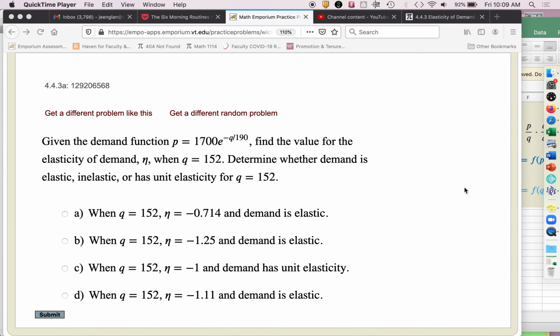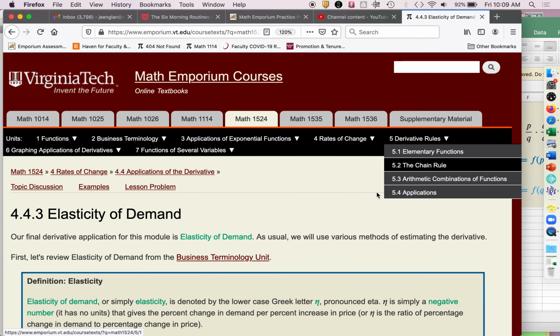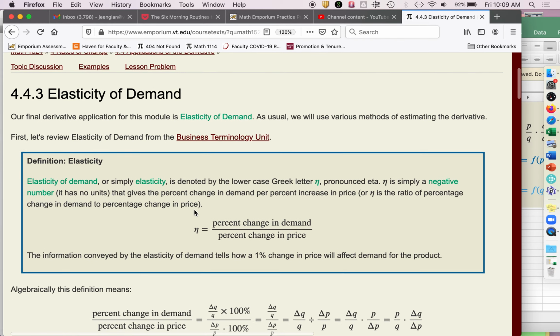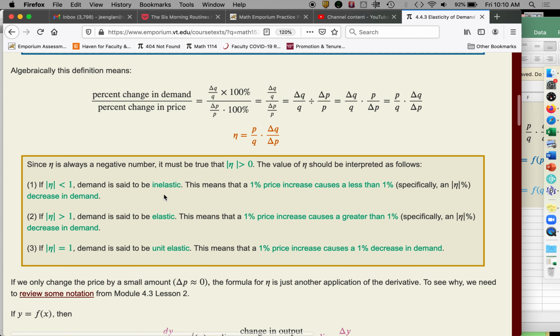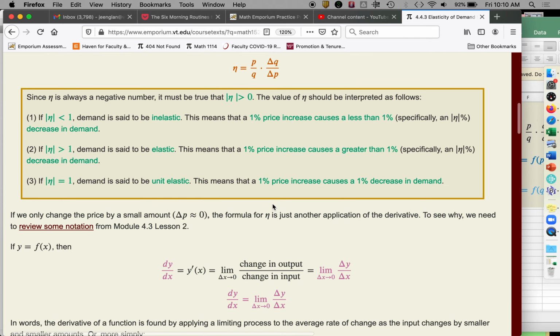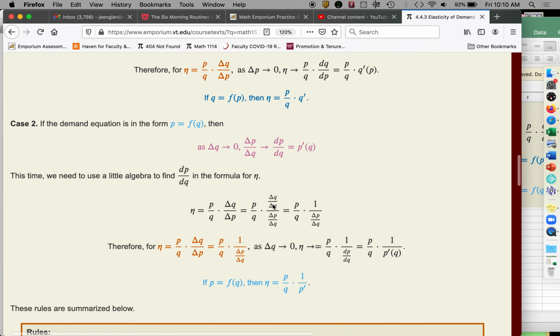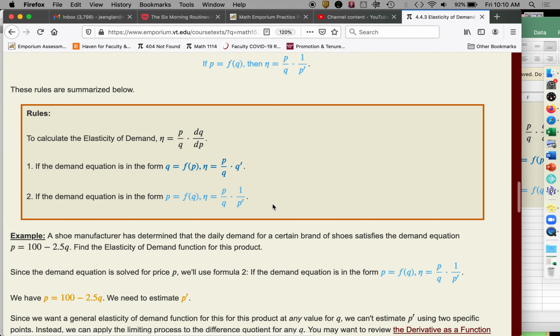Okay, in 4.4.3, it reminds us of the definition of elasticity, and it reminds us how to tell if it's inelastic, elastic, or unit elastic. It has to do with whether the absolute value of eta is less than 1, that would be inelastic, greater than 1, that's elastic, or equal to 1, and that's unit elastic. Okay? So we need a formula to calculate eta.